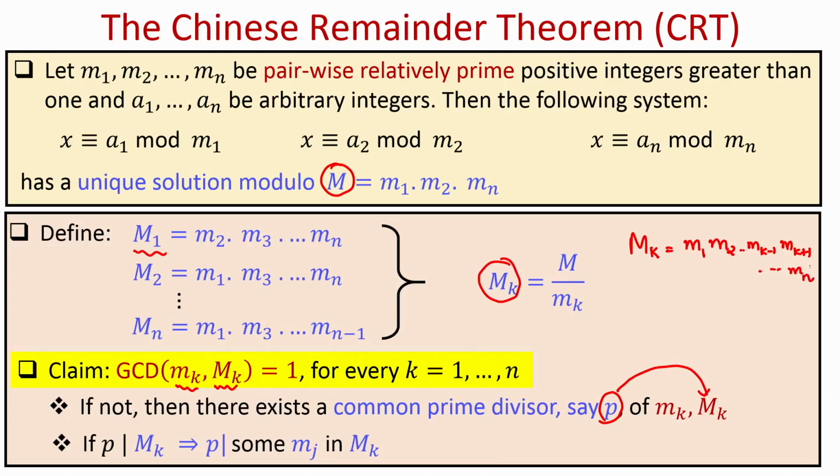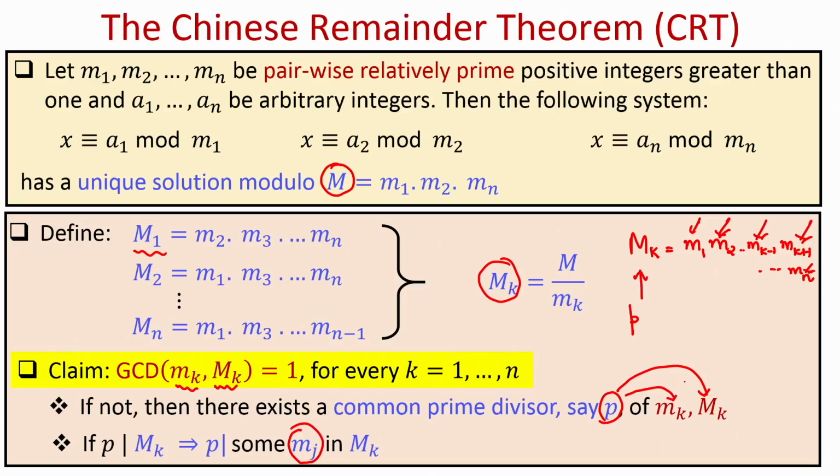So, it is the product of n minus 1 moduli, and I am assuming here that p is a divisor of m_k. Now, p divides M_k, so it has to either divide m_1, or m_2, or m_(k-1), or m_(k+1) and so on, because if p does not divide any of these small moduli, then how at the first place can it divide M_k, because p is a prime number here. Okay. So, that means it has to divide some small modulus, call it m_j, and we already know that p divides m_k.